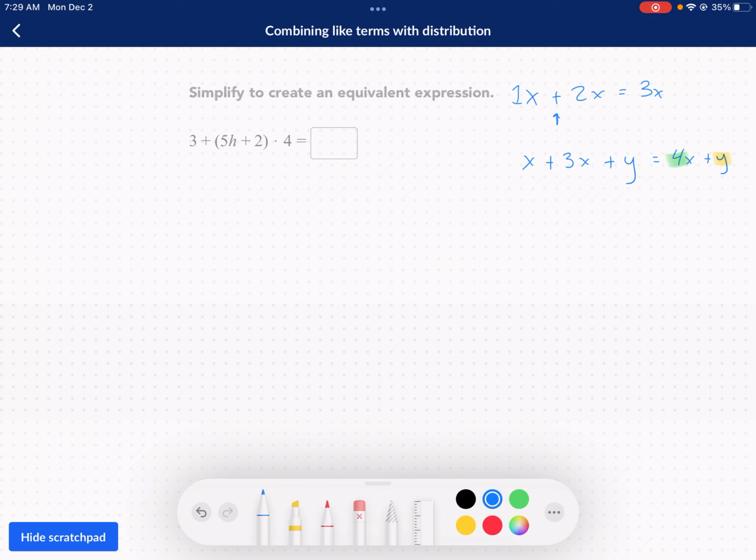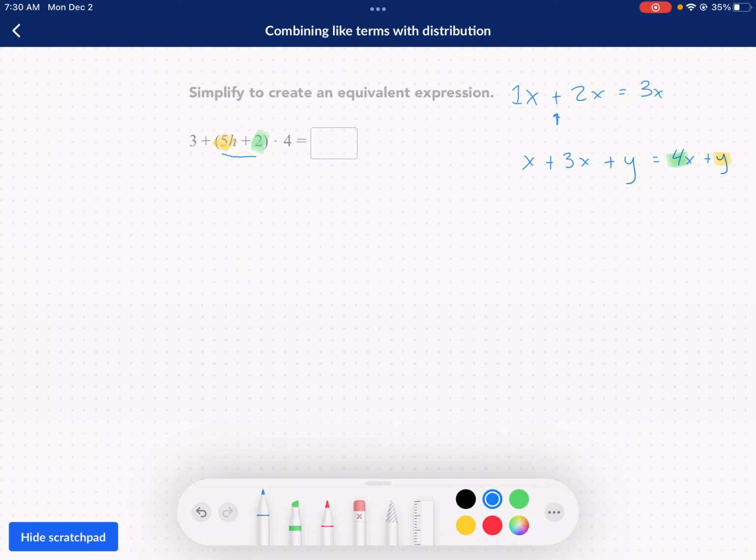So let's get back to the problem at hand. Here we have parentheses, and inside the parentheses we have 5h plus 2. Well, this is an unknown quantity, h, a variable. This doesn't have a variable. These are not like terms. One way I like to denote that is with a highlighter to highlight the variable. And then the constant. This is called a constant because it's just a number by itself. But we can't combine those either, okay? So there's nothing to do in those parentheses.